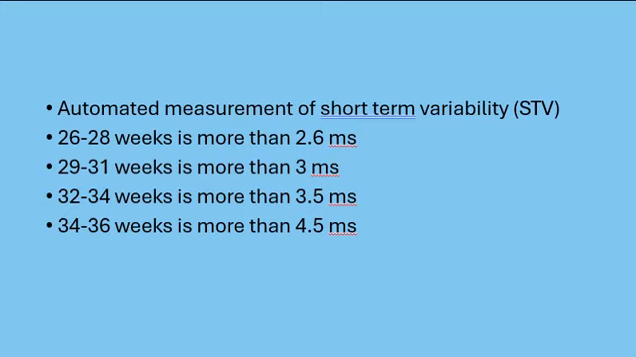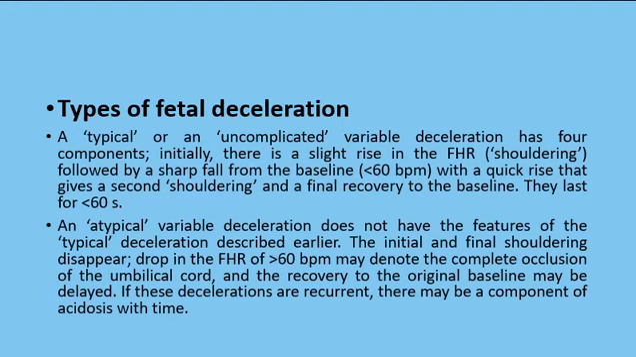Types of fetal deceleration. A typical or an uncomplicated variable deceleration has 4 components. Initially, there is a slight rise in the FHR, shouldering, followed by a sharp fall from the baseline, 60 bpm, with a quick rise that gives a second shouldering and a final recovery to the baseline. They last for 60 seconds.